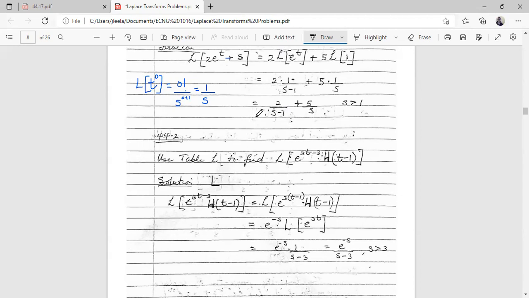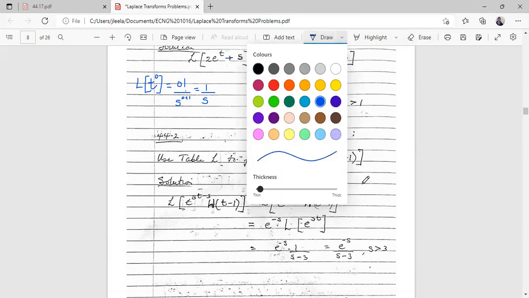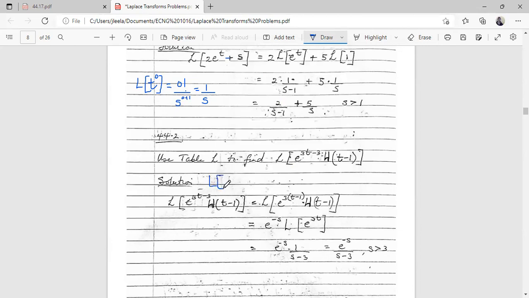So the rule states the Laplace of y(t − t₀) H(t − t₀) is equal to e to the minus s t₀ times the Laplace of y(t).